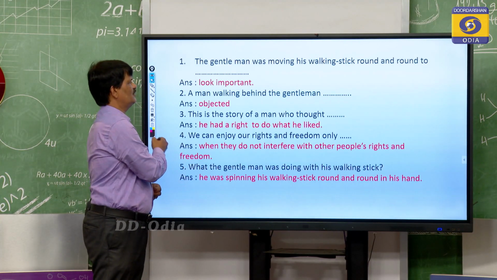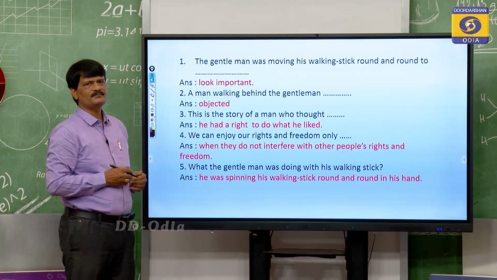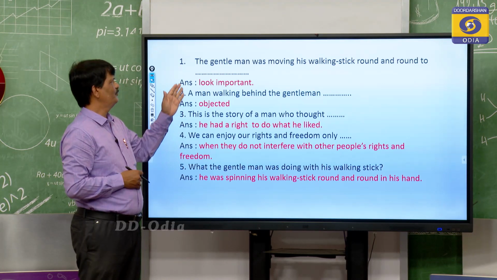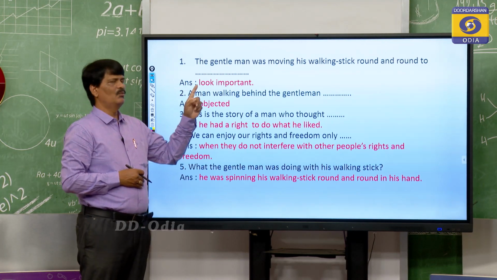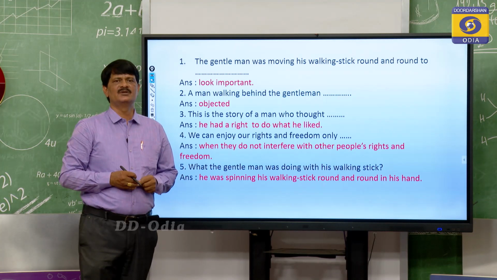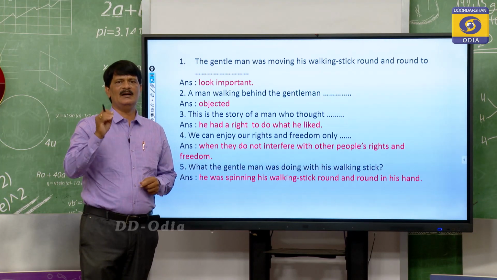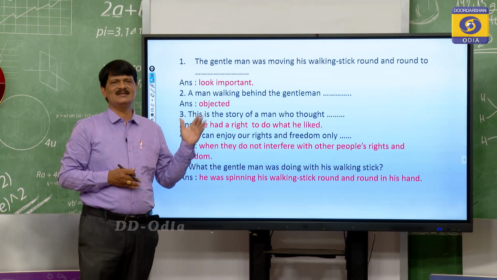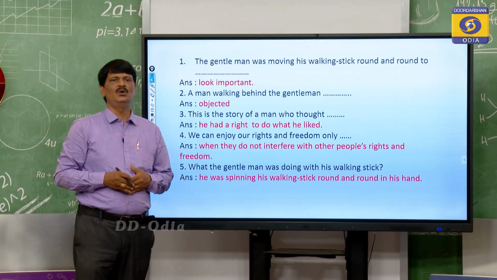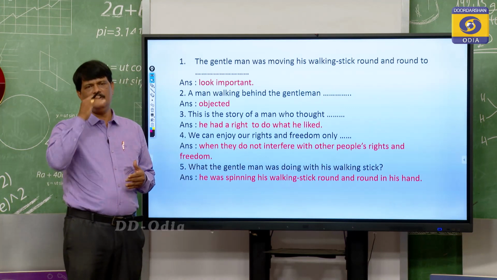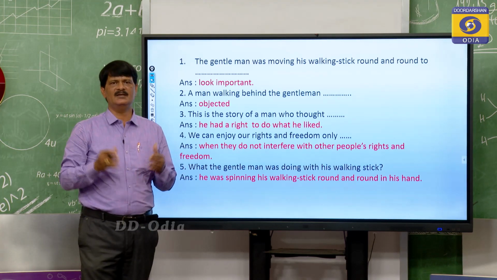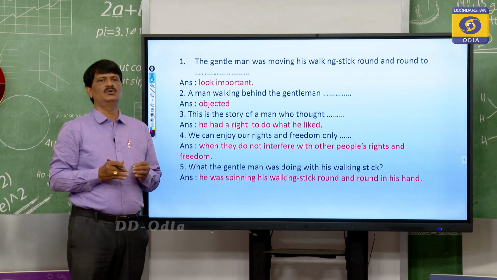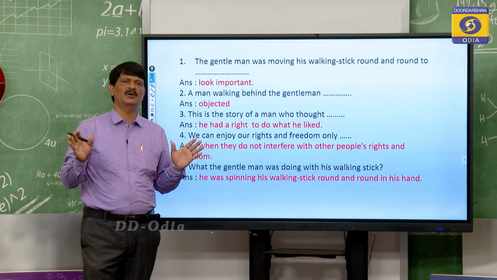You see what question will be there? Very easy one. This is one type of thing, easily we can attempt it. The gentleman was moving his walking stick round and round to dash. Very easy one. In the passage, your answer will be look important or looking important, you may also write that one. The gentleman was moving his walking stick round and round to dash, means look important.